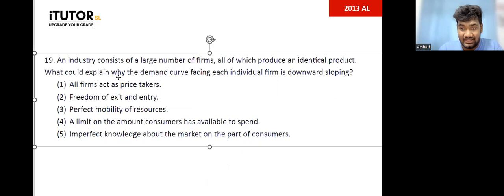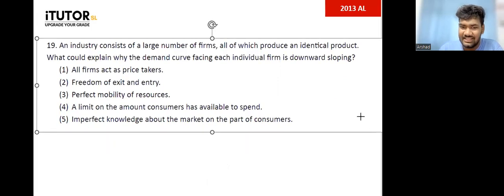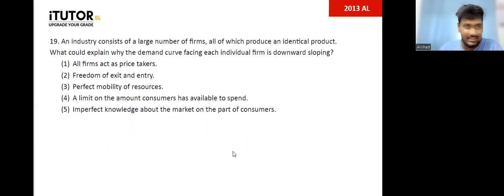Question number 19. Okay, this is a very easy one. See, every year there is one question on these characteristics of the different market structures. The industry consists of a large number of firms, all of which produce an identical product. Yes, what industry are we talking about? A large number of firms, everyone producing an identical product. What is this? Perfect competition, monopoly, monopolistic, oligopoly. They're talking about perfect competition.